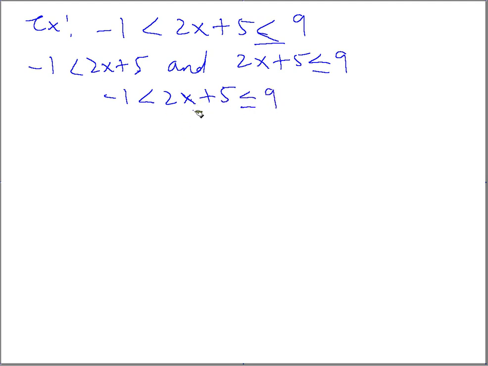Operate on both ends means what? Get the x by itself in the middle here. Now to do that, what needs to happen? Well, we need to subtract the 5 out. When you subtract the 5 out, you're going to subtract the 5 out on both ends, on the left end and on the right end.